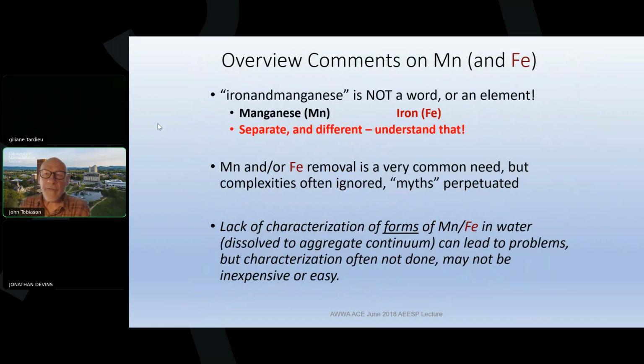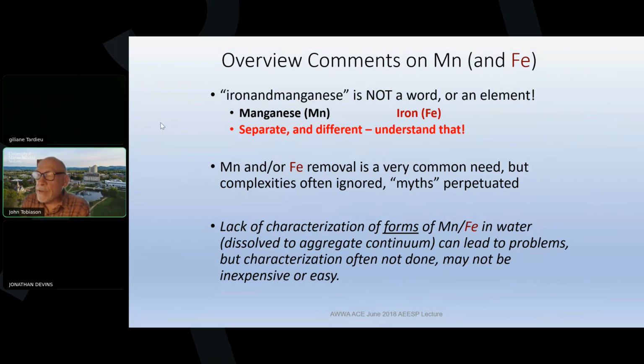I'm going to mention iron a fair amount because they do co-occur, and one of the things I want to point out is that in our business, people say "iron and manganese, iron and manganese." It's not a word, it's not a thing. There is manganese and there is iron, and they're distinct and different, and you've got to pay attention to their chemistry. It's a very common need. There's a lot of myths. It's oversimplified. They actually have interesting and complex chemistry, and it's easy to make mistakes. I'm not going to talk much more about it today, but lack of characterization of the forms of iron and manganese is important. What I mean by form is whether it's particulate, colloidal, or dissolved.